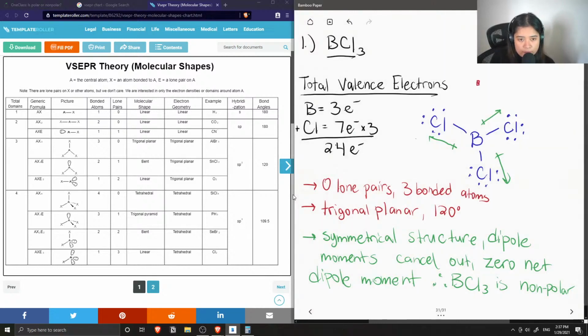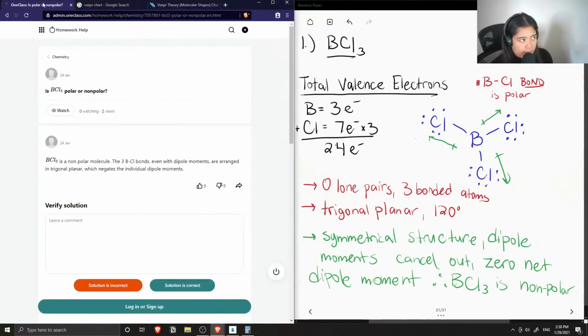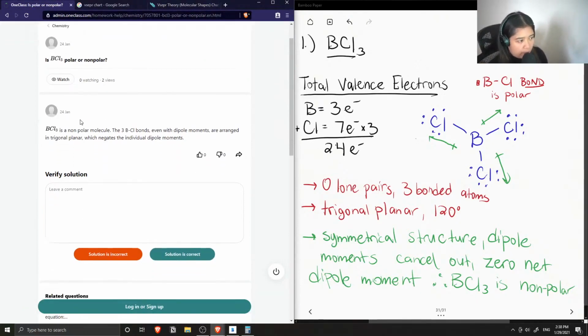I'm just going to write up here, the boron-chlorine bond is a polar bond because of their electronegativity difference value. It's greater than 0.4 but less than 1.69. And the junior tutor said that boron trichloride is a nonpolar molecule. The 3 boron-chlorine bonds, even with dipole moments, are arranged in trigonal planar, which negates the individual dipole moments. Yep. So this solution is correct.